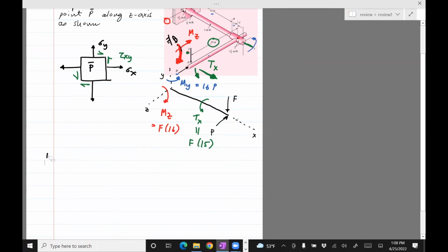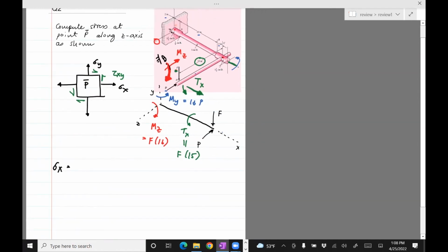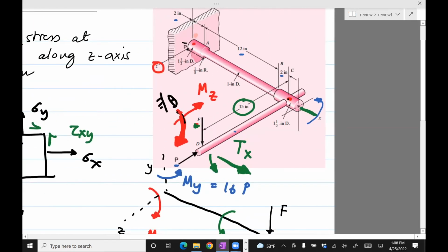Okay, so now let's get to figuring out these values. Professor, I have a question. Yeah. Can you explain where the point P is? Is it on the right, like on the side or on the top? On the side. On the side, got it. Thank you.